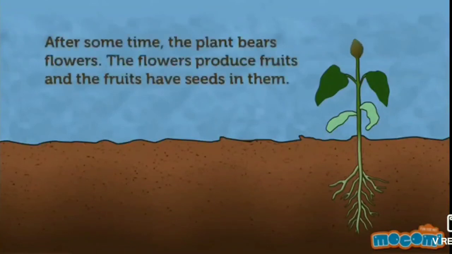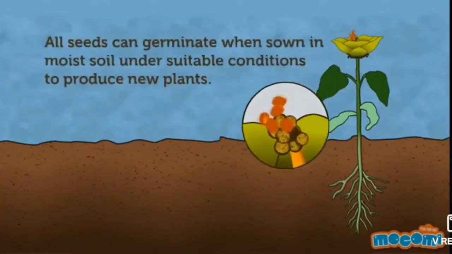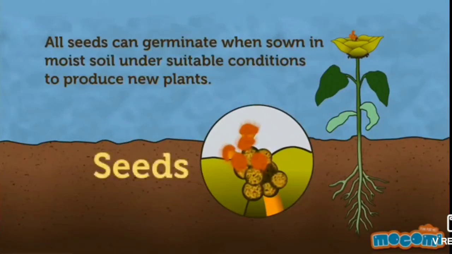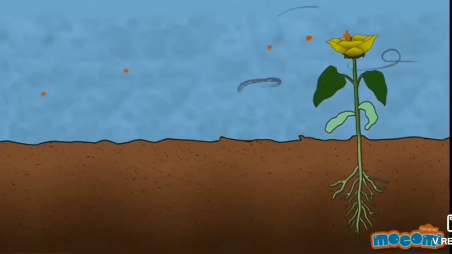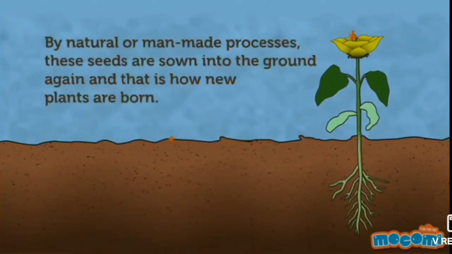After some time, the plant bears flowers. The flowers produce fruits, and the fruits have seeds in them. All seeds can germinate when sown in moist soil under suitable conditions to produce new plants. By natural or man-made processes, these seeds are sown into the soil again, and that is how new plants are born.